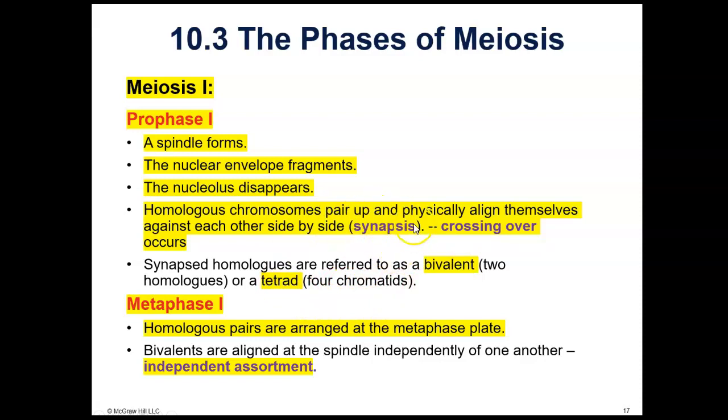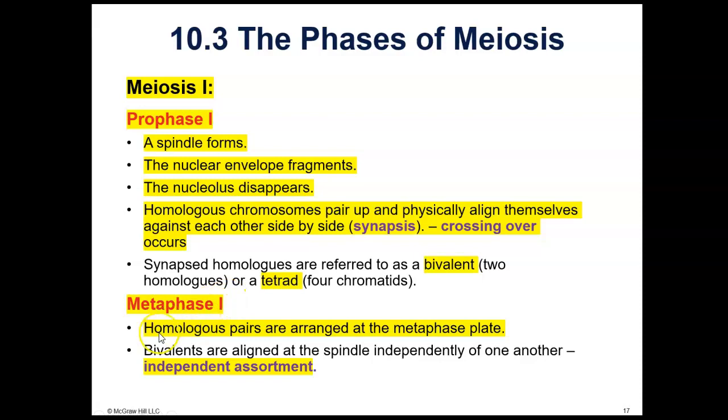And they form during synapsis. Synapsis is when the pairs find each other. And then crossing over happens during synapsis, because the non-sister chromatids can exchange pieces, can exchange genes with each other. So all of this happens in prophase 1.